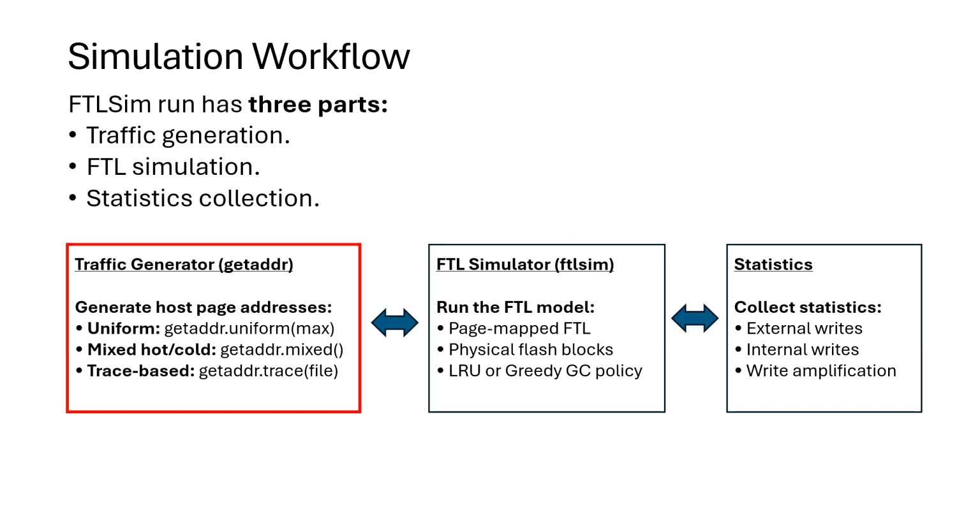One is uniform. That means I want, let's say, 1,000 requests, sequential or random requests. For that we can use getAddress.uniform and specify how many requests I want to make. This is basic, plain vanilla.